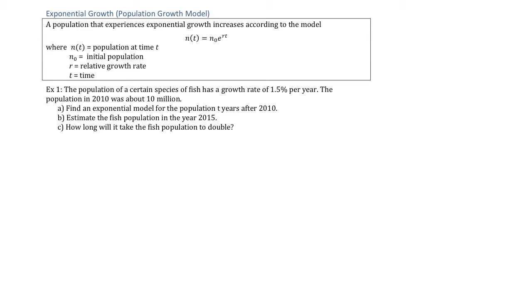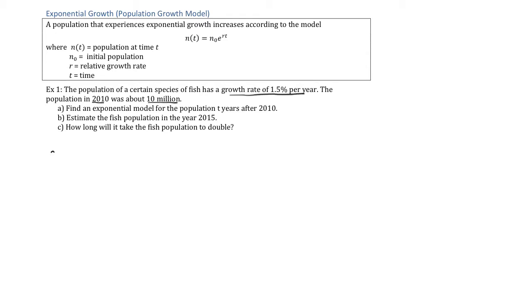In this video, we're going to do several applications of exponential growth. So in example one, we're going to use the population growth model, N of t equals N naught times e to the rt. We've got a population of a certain species of fish. The growth rate is 1.5% per year, and the population in 2010 is 10 million.